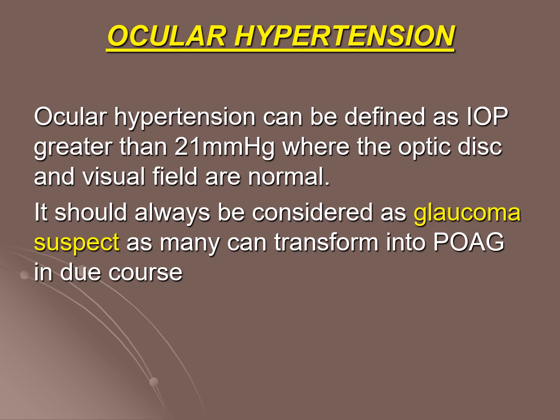What is ocular hypertension? Ocular hypertension can be defined as raised intraocular pressure more than 21 millimeter of mercury, where the optic disc and visual field defects are no more there. Optic disc is normal and no visual field defects are present. So it should always be considered as glaucoma suspect, as many may transform into primary open-angle glaucoma in due course of time. So you have to examine the patient after equal intervals, after 6 months or a year.